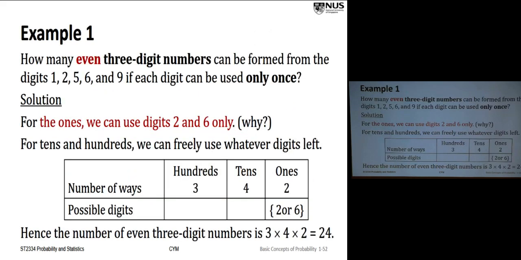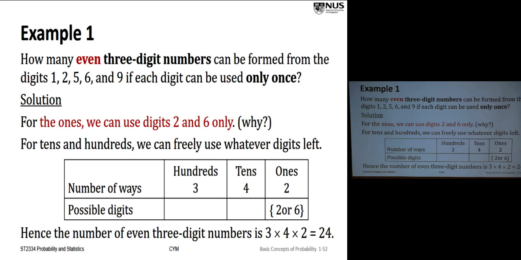So let's look at this example. Now we have 5 digits: 1, 2, 5, 6, 9. We want to know how many ways or how many choices we have if we want to form even 3-digit numbers. And each digit can only be used once.